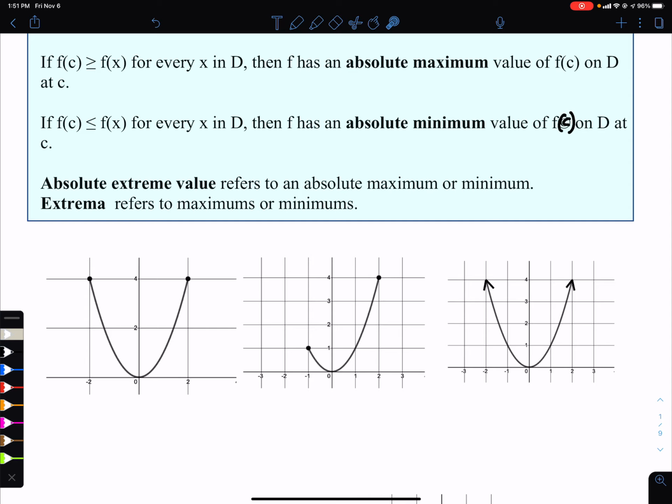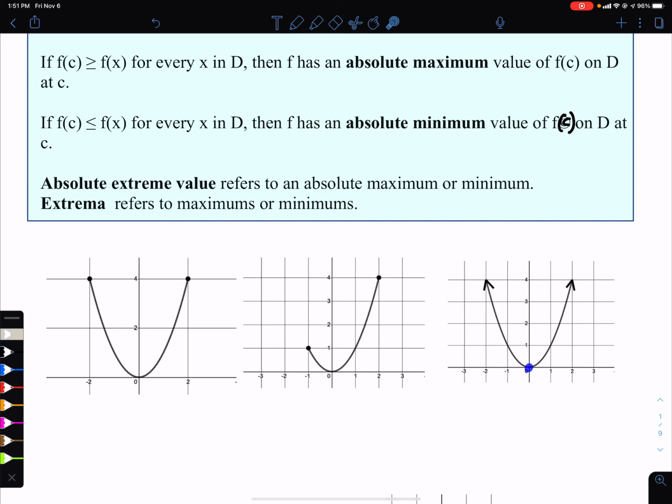All right, let's look at this next one. Just quickly observing, there's the absolute maximum, there's the absolute minimum. On this third one here, the absolute minimum is pretty easy there. Now, where do you think the absolute maximum is?